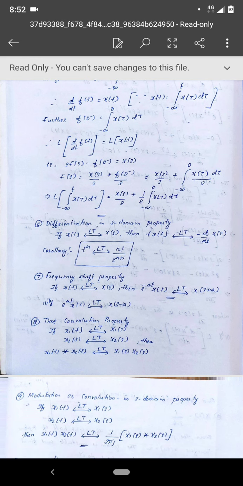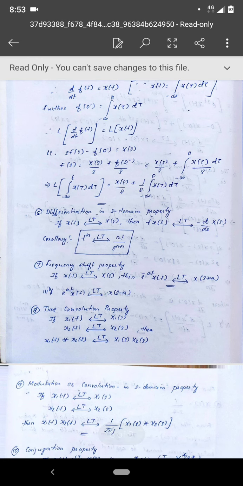Then differentiation in S domain. In the fourth property we found the differentiation in time domain. So what happens if you do the differentiation in S domain, that is in the frequency domain? The Laplace transform of t x(t) is equivalent to minus d by ds of X(s). That is, the derivative of X(s) with respect to s is nothing but minus the transform of t x(t). So that is another important result.